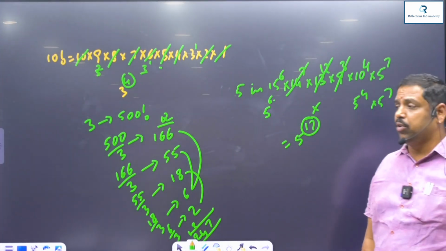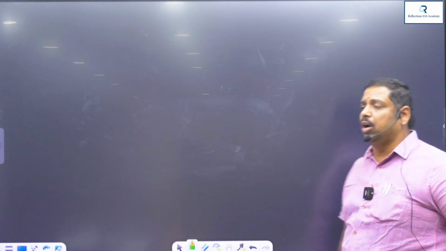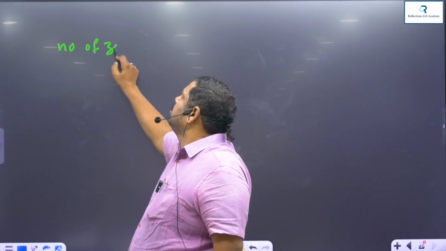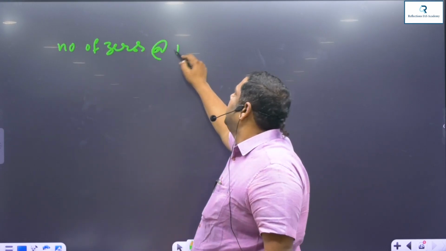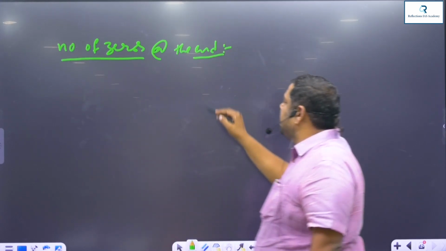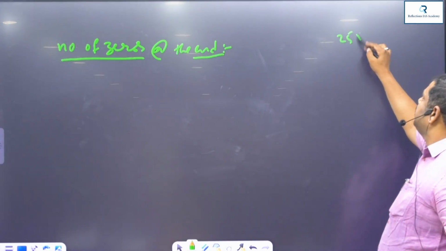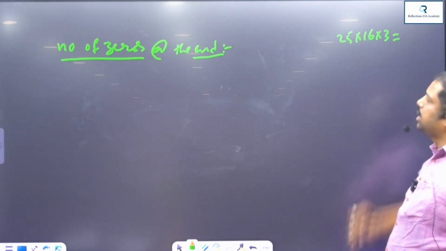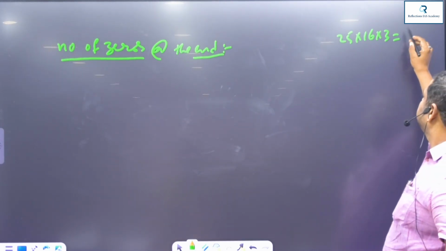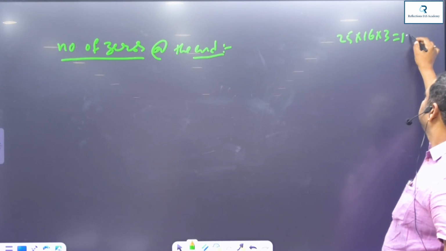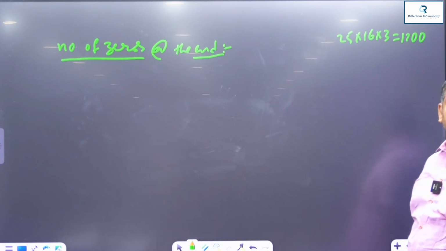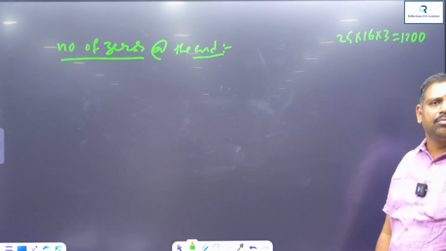Alright, let's go for the next beautiful one. Okay, good. So now we have to go for number of zeros at the end. So the meaning of number of zeros at the end is, suppose he gave a question like this. 25 into 16 into 3, if you calculate, its value is 1200. If you calculate normally.